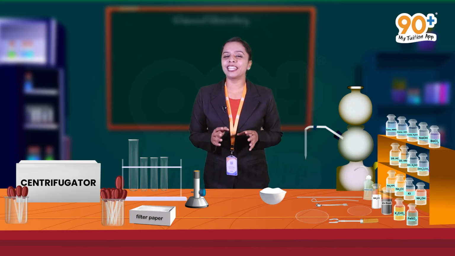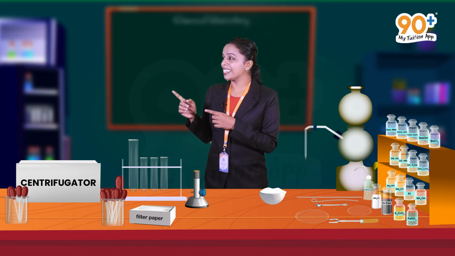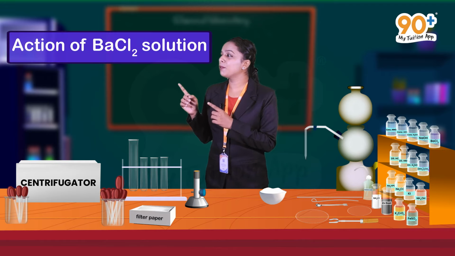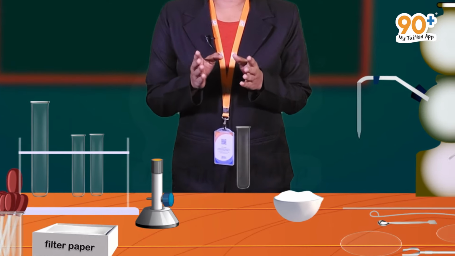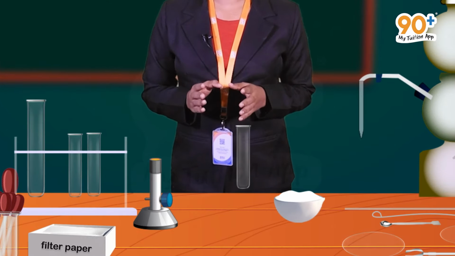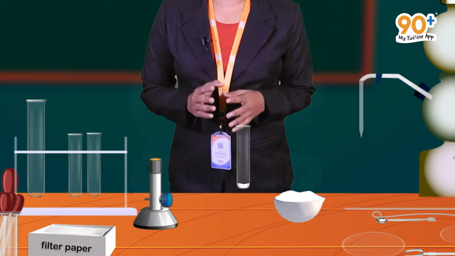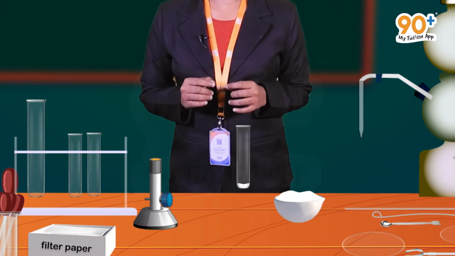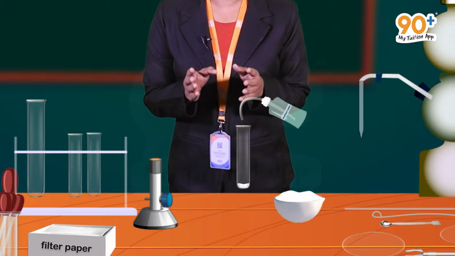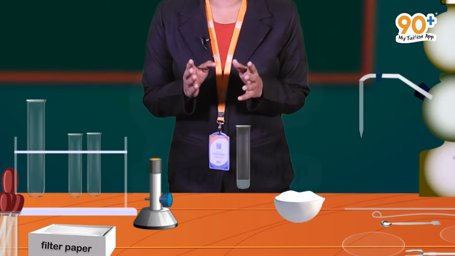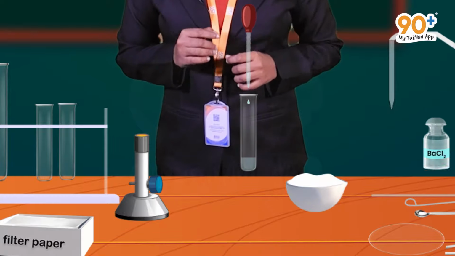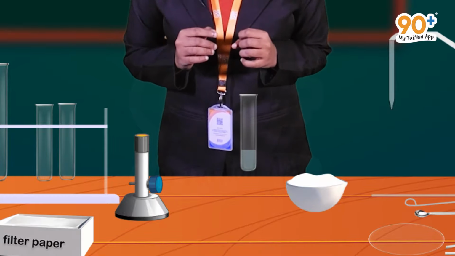Moving to the next identification test, that is action of barium chloride solution. To conduct this, take a clean test tube. To this, add a little amount of given salt. Then add a few drops of distilled water. Now add a few drops of barium chloride solution. Well, can you observe any change here?